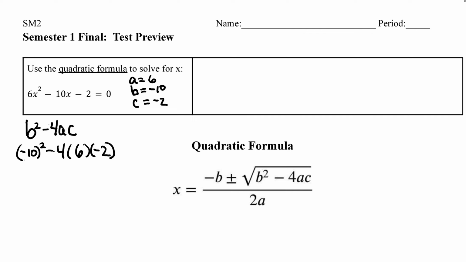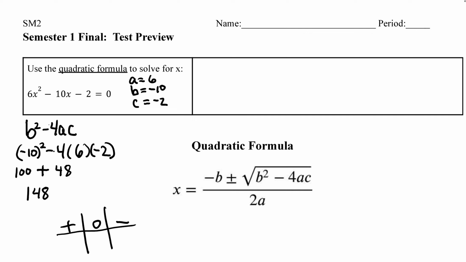So negative 10 squared, a negative times a negative is a positive, that's 100. And then I've got a negative here and a negative there, so those are going to multiply and give us a positive, so this is going to be added instead of subtracted. 4 times 6 is 24, times 2 would be 48. And so I've got 100 plus 48, which would be 148.